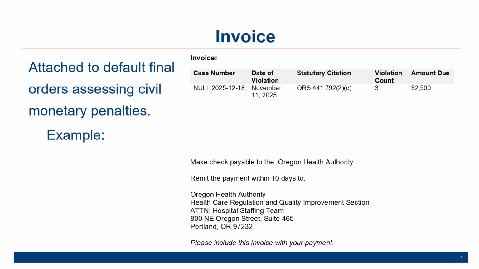The amount due shown in each invoice is itemized, and it is limited to the violations resulting in monetary penalties from that particular investigation. It does not reflect the total amount that may be due from that hospital across different investigations. The invoice also contains the payment information. It is important to review that invoice carefully and take reasonable care to ensure payment reaches OHA's hospital staffing team. It is helpful to include the invoice page with the payment.